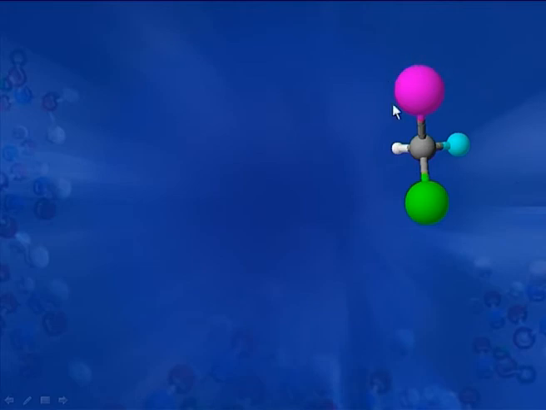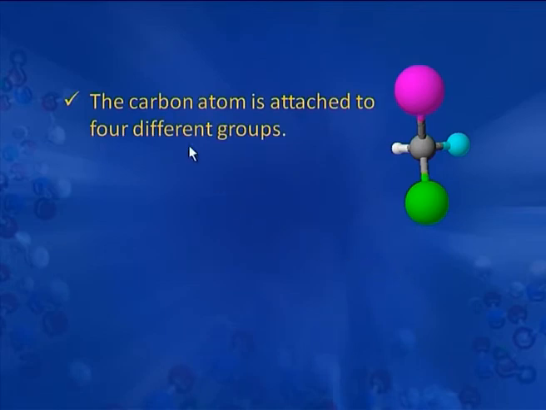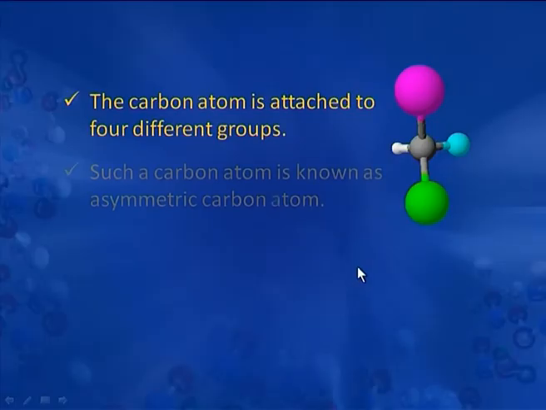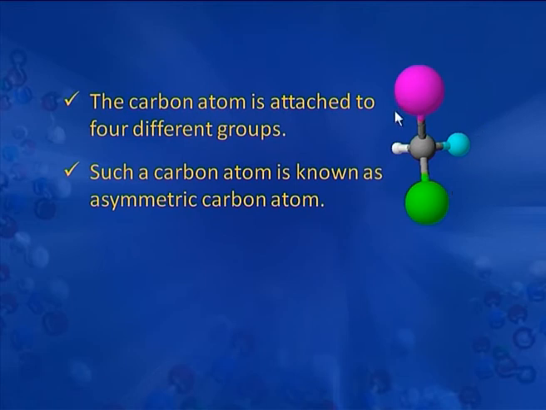Let us come back to this molecule again, bromochlorofluoromethane. What is so special in this molecule that its mirror image is not superimposable over it? This molecule has one carbon atom which is attached to four different groups, whereas in case of methane, bromomethane and bromochloromethane, all the four groups were not different, they had some common groups in them. Such a carbon atom which contains four different groups attached to it is known as an asymmetric carbon atom.